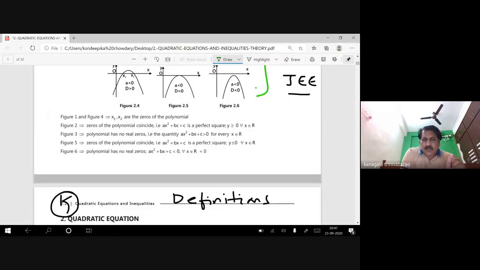Next, you have to understand the root of the polynomial, or zero of the polynomial, or root of the equation. For the given quadratic ax squared + bx + c, any real number alpha that satisfies the given equation, we say alpha is a zero of the polynomial, or you can say a root of the polynomial.